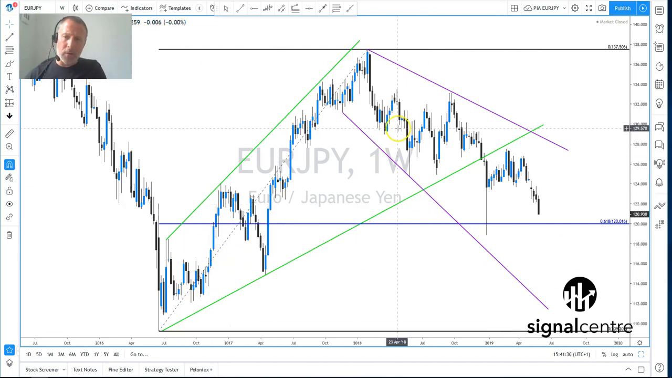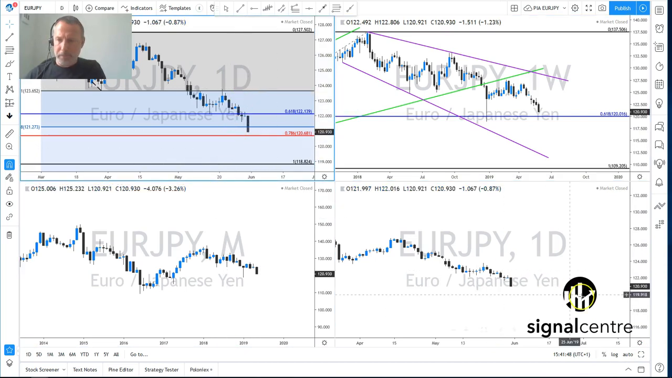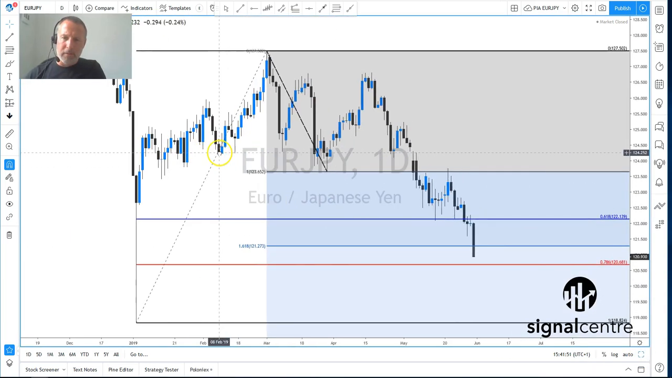So we have this one, which is bearish and wants to drive this currency pair lower. We've got this one, which is bullish and potentially could drive this currency pair higher. As you can see, there's plenty of scope for a move in either direction in euro yen. And here we're just trying to get a clue with some Fibonacci levels. We've broken through the 161.8% fib extension at 121.27. We've got a 78.6% Fibonacci pullback level at 120.68.